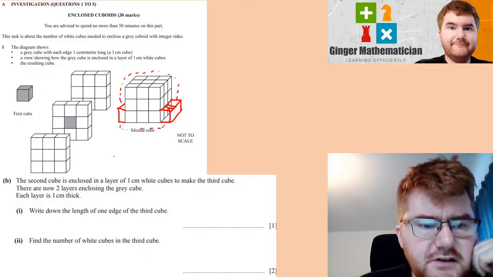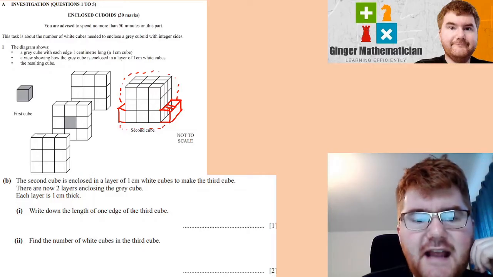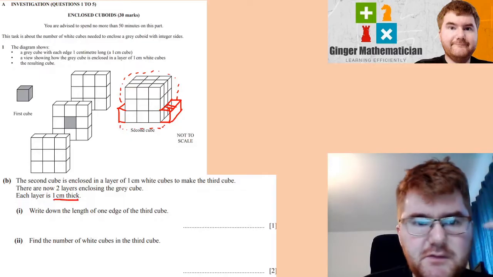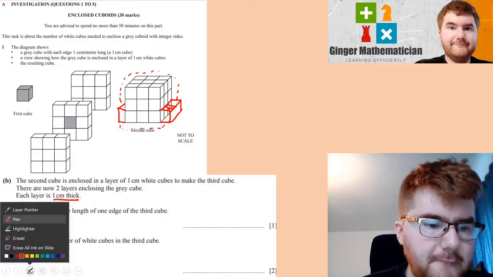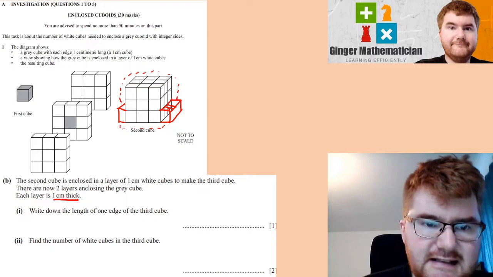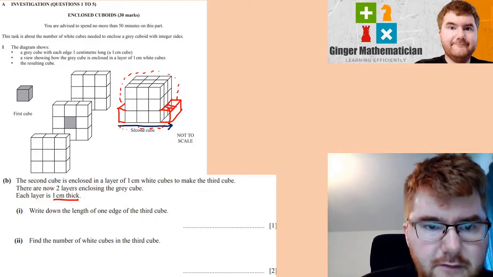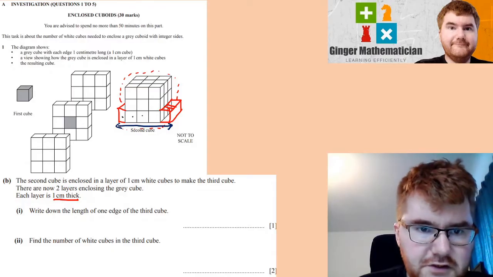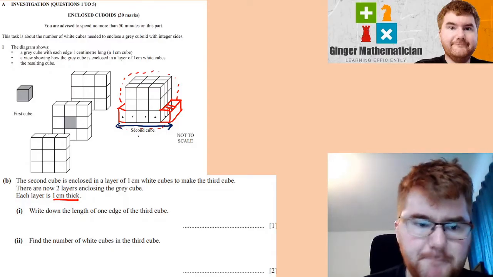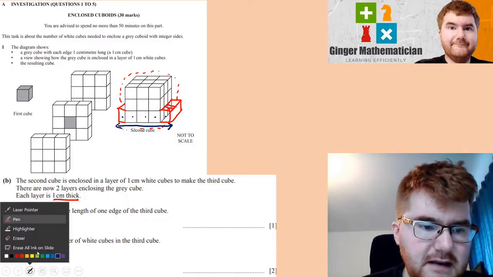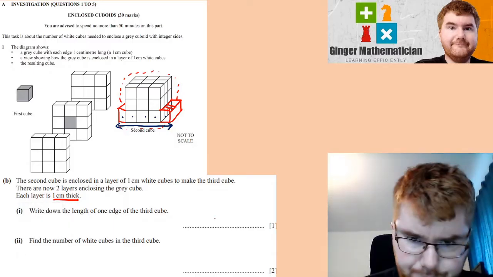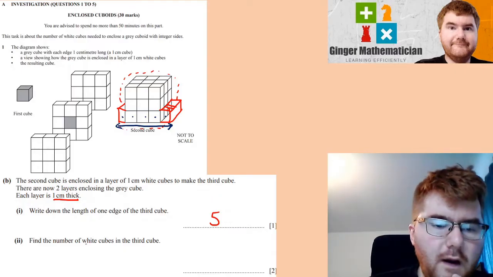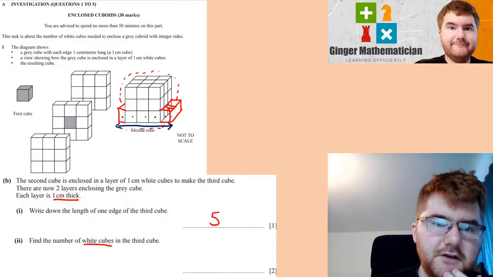And what they want us to do here now is write down the length of one edge of the third cube. Notice each layer is 1 centimetre thick as we add it on. So what they're asking for in this particular question is this length here. If you imagine you've now got the third cube, how long would that be? Well, we've got 1, 2, 3, 4, 5 cubes. So the edge length is going to be equal to 5. And once we know that, then we can work out the number of white cubes in this so-called third cube.